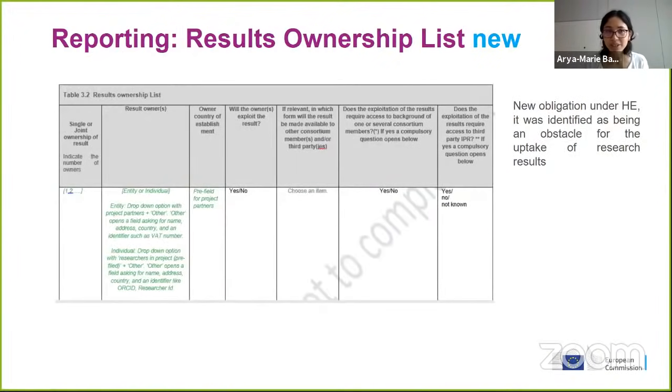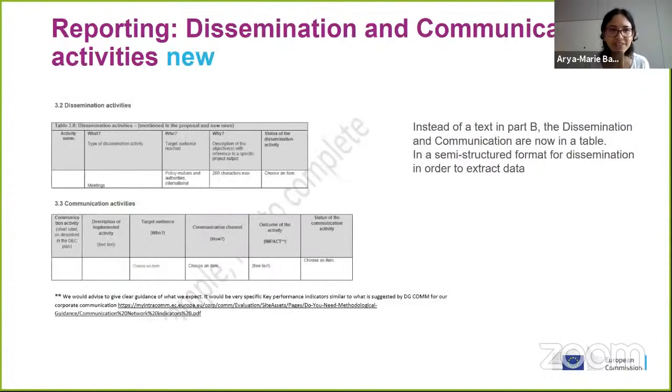You will also have, as part of the novelties, a results ownership list, because we've noticed that researchers do not always agree at the beginning, and this is a point that will be addressed by my colleagues later on, who will own the results. So this is to clarify during the lifetime of the project to allow further exploitation. Next slide, please.